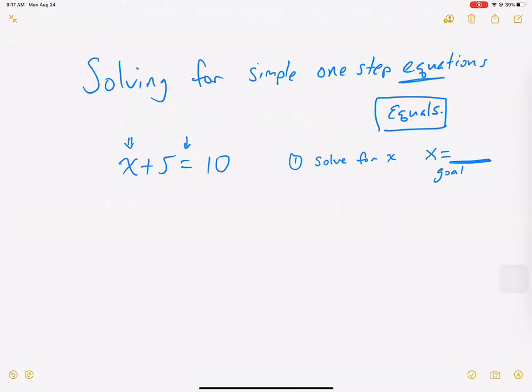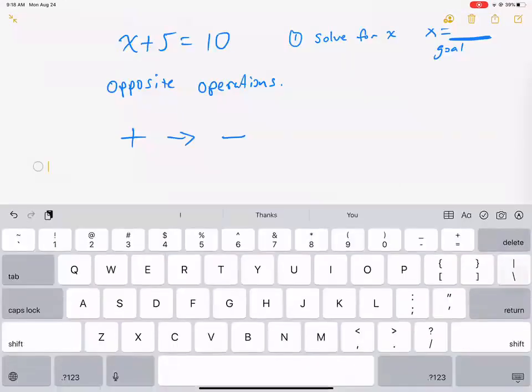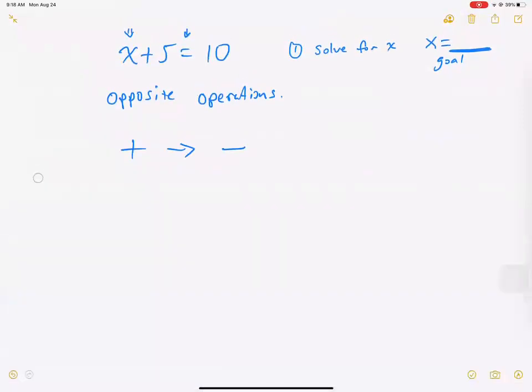In this case, we have to find a way, a method in which we could get rid of that 5. And our method here is going to be called opposite operations. The opposite operations idea is, what is the opposite thing I can do so they would cancel out? The opposite operation of plus is subtract, minus. The opposite operation of subtract is plus. These are opposite from each other.